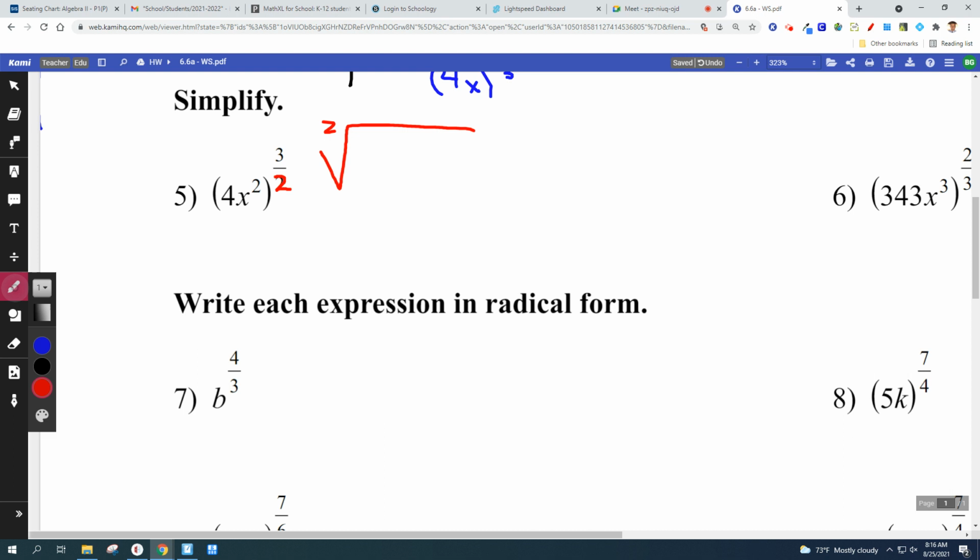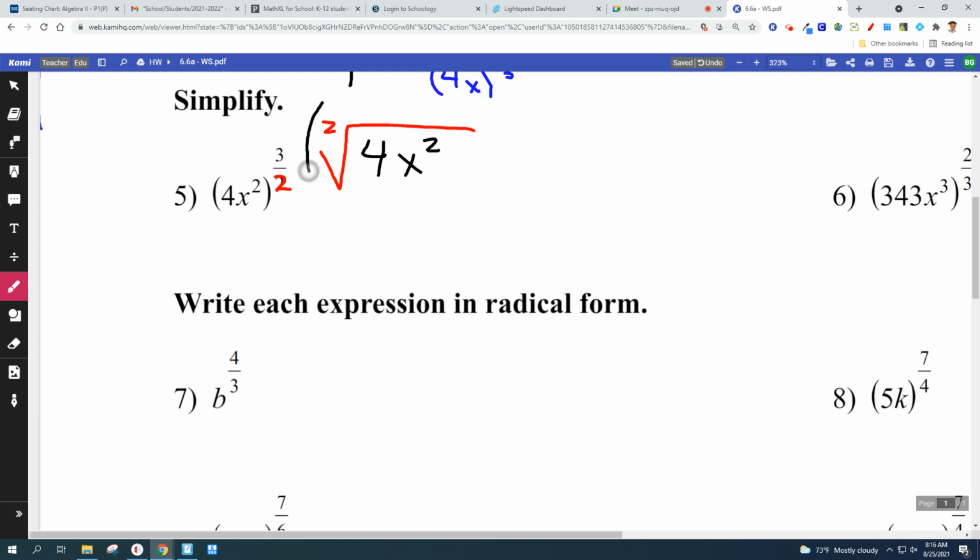So it's the square root of whatever that was, 4x squared. Square root of 4x squared. Well, that looks like the problems we've been doing for the last several days. We should be able to do the square root of 4x squared. Okay? Question? Well, I haven't put the 3 on there.